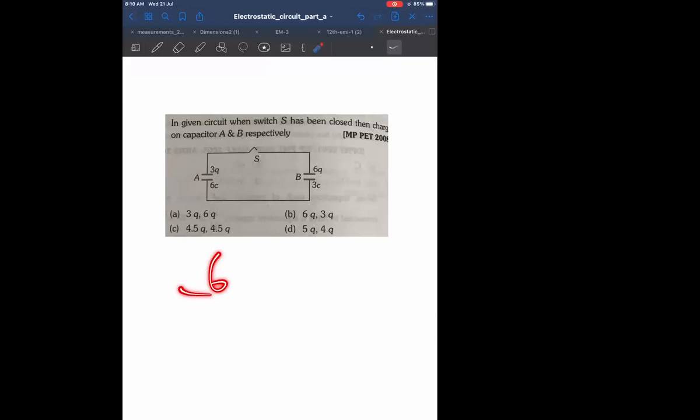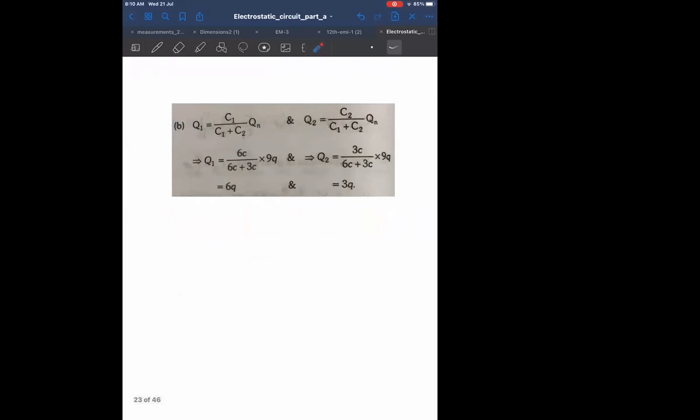So it will become 6 divided by 9. Option B. Okay, I've got one answer as option C, one answer as option B. Okay, others try to answer. 3, okay. So answer is B itself.